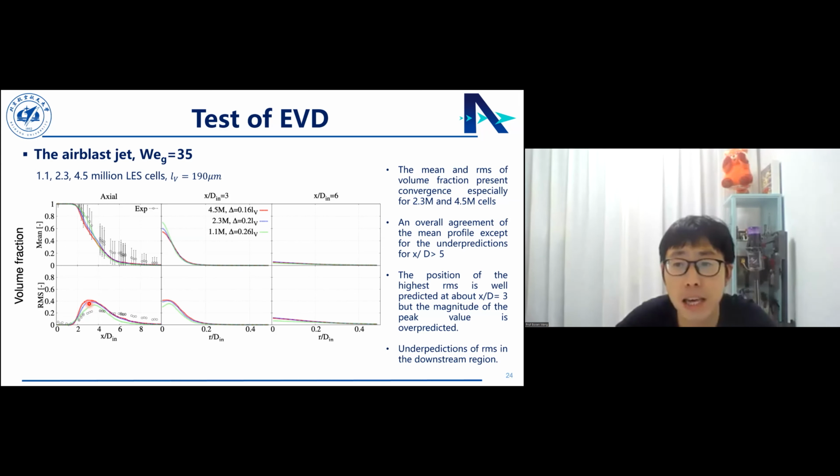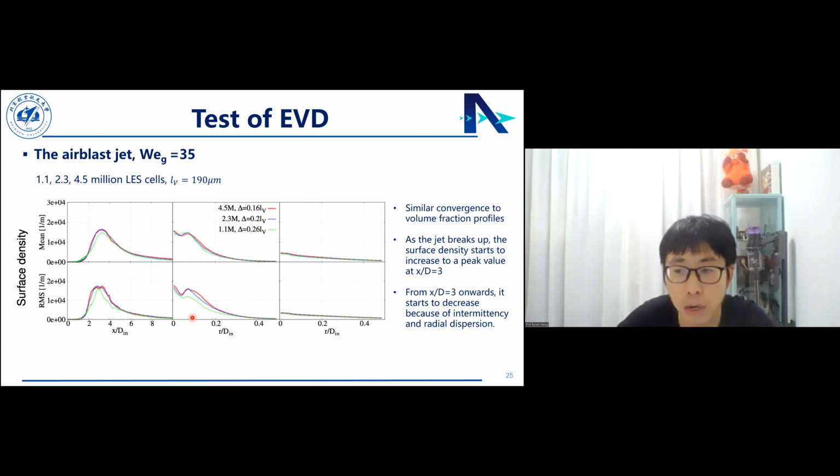Similar convergence can be seen for the surface density. As the jet breaks up, the surface density starts to increase to its highest value at about x/D equals 3. And from here downwards, it decreases due to the intermittency and radial dispersion.